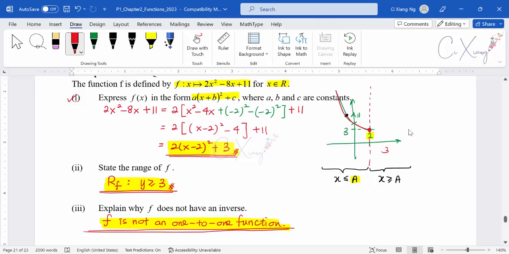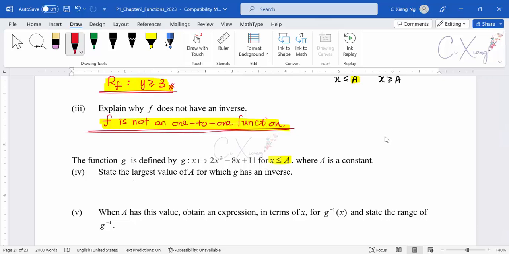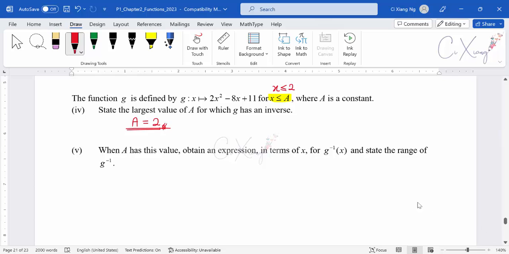So this is how we decide the value for a. They just wanted us to state the value, so a should be equal to 2. From here you should know that x should be smaller or equal to 2. Then the last part, they say when a has this value, they want you to obtain the expression for g inverse and state the range of g inverse.